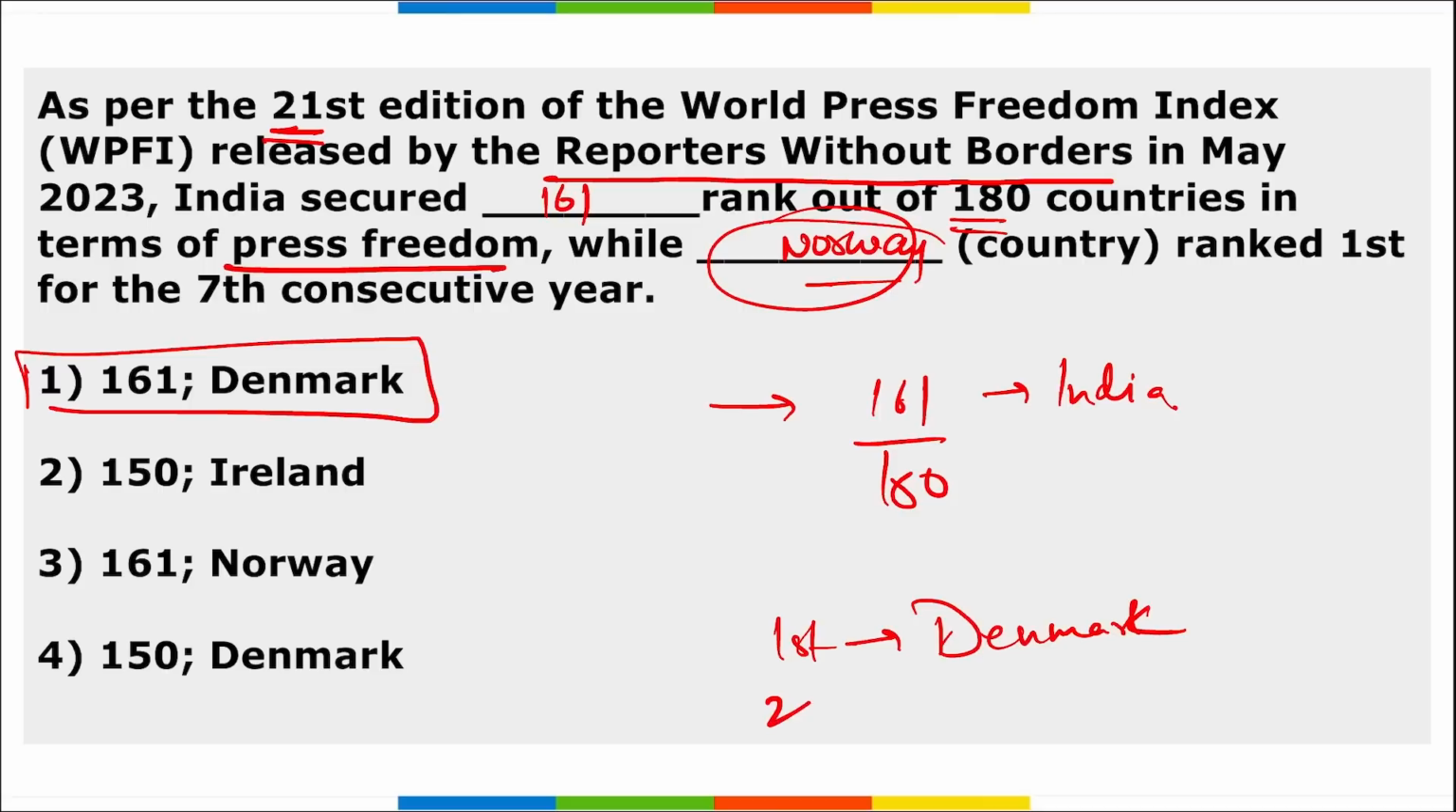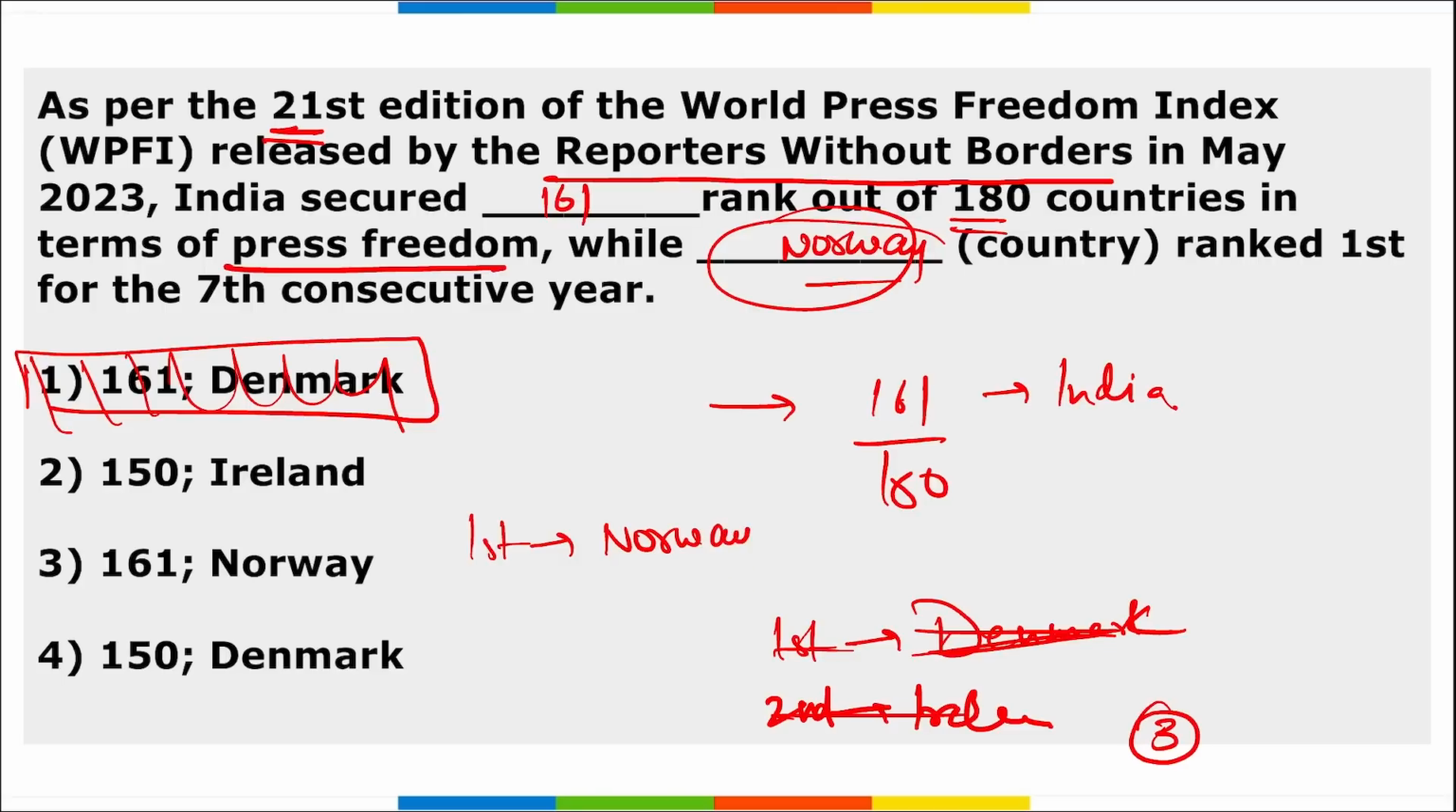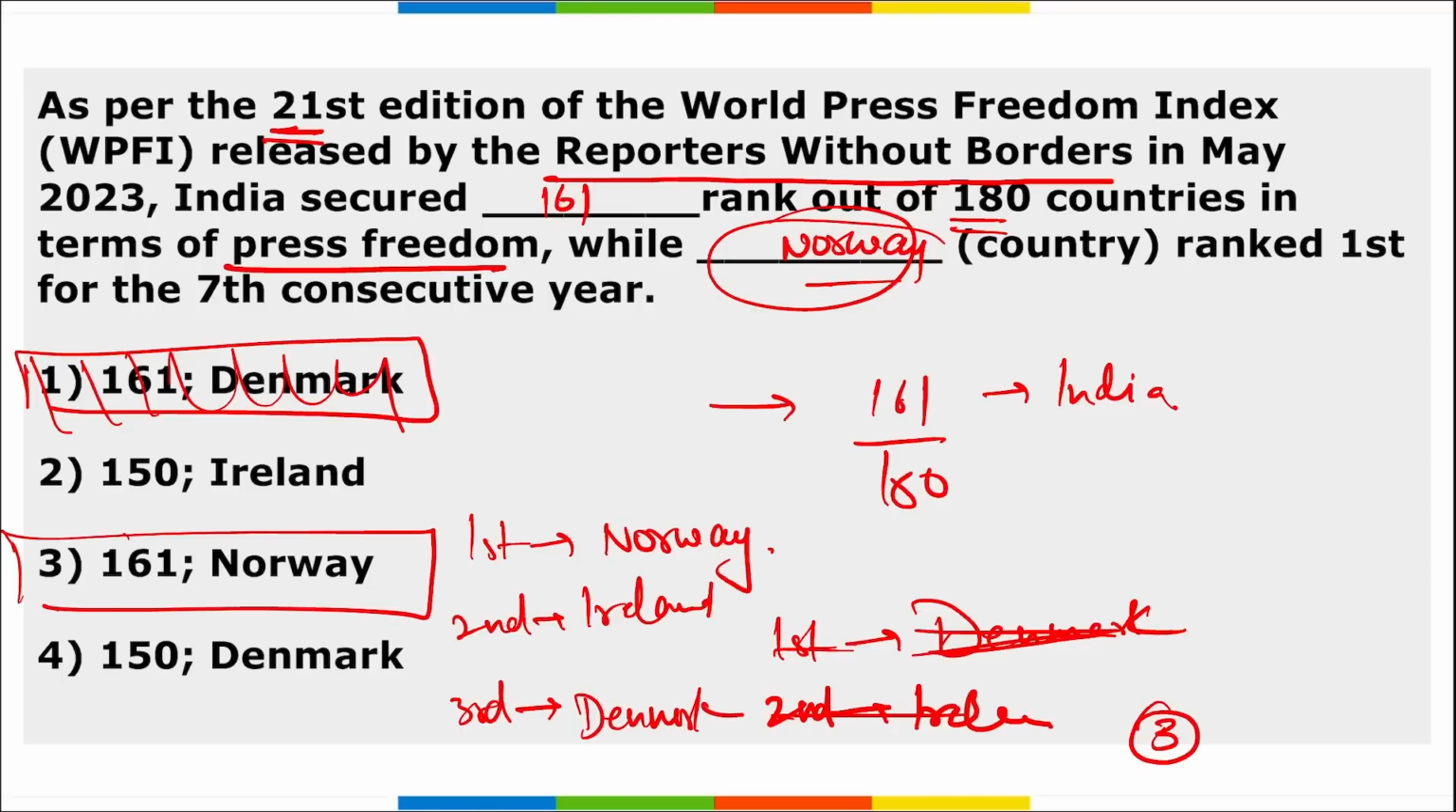On first, Denmark. On second, it was Ireland, and on third, it was your. Oh, I correct myself. This is not right. On the first position, it is your Norway, right? On second position is your Ireland, and on third position it is your Denmark. So the correct option here becomes option 3. 161st position for India, and Norway was on the first position.